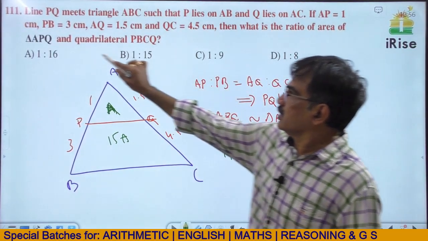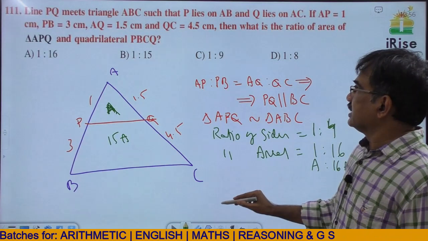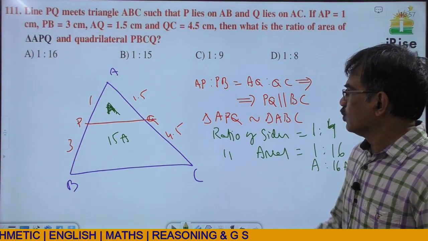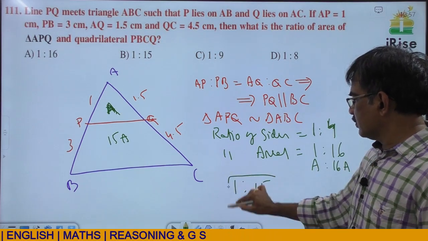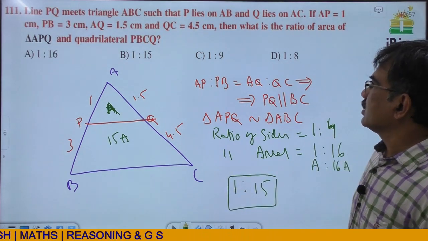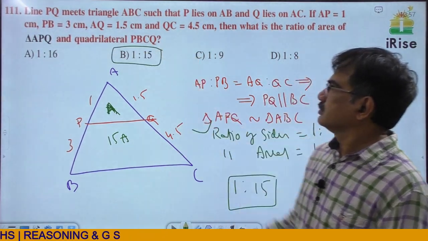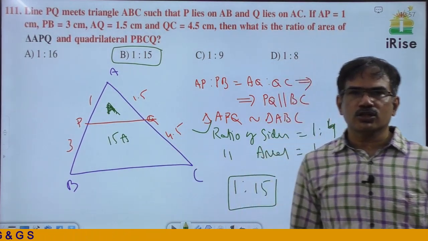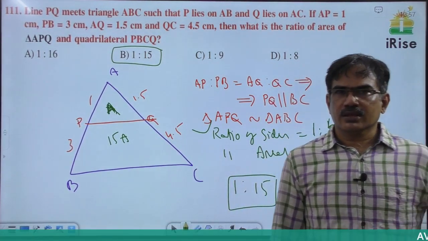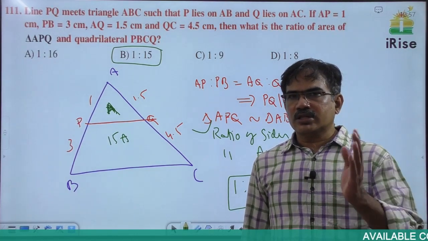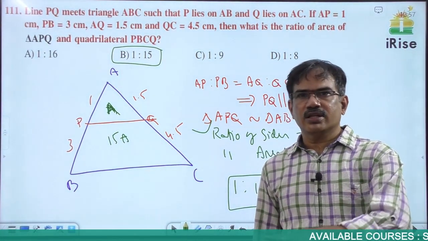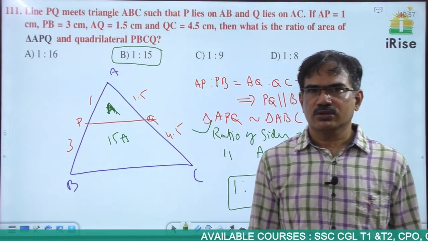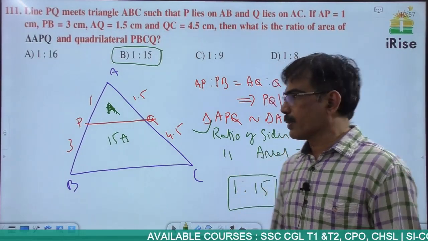What do they want? Area of APQ is A, and the quadrilateral PBCQ is 15A. So 1:15 is the answer for this question. Where is it? Yeah, second option. Area of triangle and area of quadrilateral are in the ratio 1:15. Okay, sometimes the sides ratio is given, we have to find the areas ratio. Sometimes the areas ratio is given, we have to find the sides ratio. Okay, next.